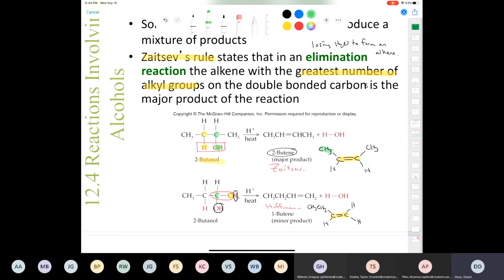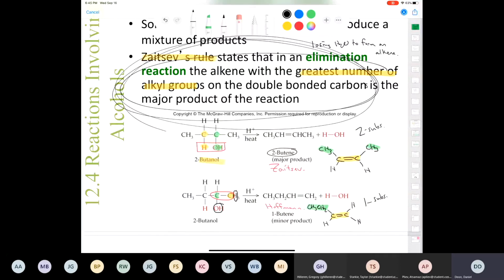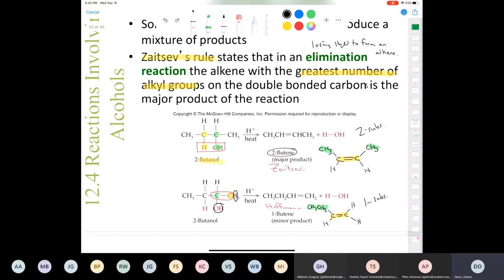2-butene has one methyl group and another methyl group. That's 2 alkyl groups attached totally. 1-butene has one ethyl group and that's it. So 2-butene is the major product because it has two substituents. 1-butene only has one substituent. And so the one that has the greatest number of alkyl groups is called the Zaitsev product. That's Zaitsev's rule. So this is the Zaitsev product.